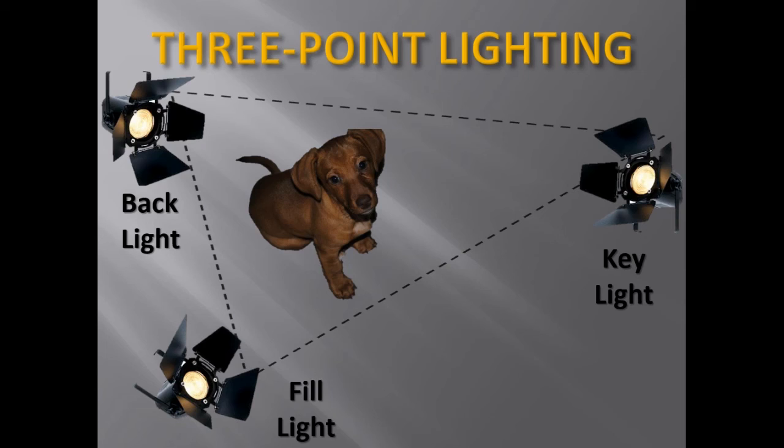Now, one thing I want you to notice is our subject goes in the middle right here. We would also add our camera between the fill light and the key light. Our camera shoots in between the key light and the fill light facing our subject.